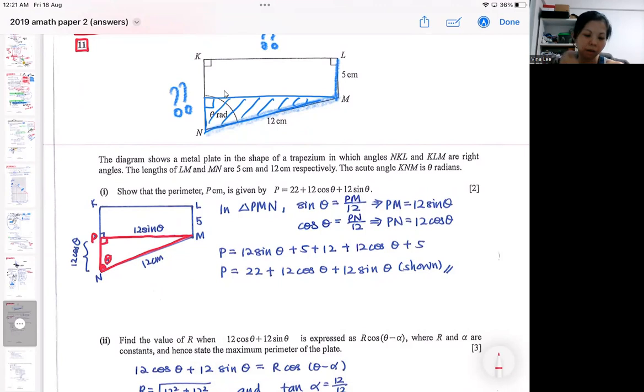Based on this triangle, I can do a sine theta or a cosine theta. If I do a sine theta, I will be getting O over H. My O is PM, and that's how I got PM. PM will be equivalent to this part as well. So if I do a sine, O over H, I will get PM. Similarly, if I do A over H, I will get PN here.